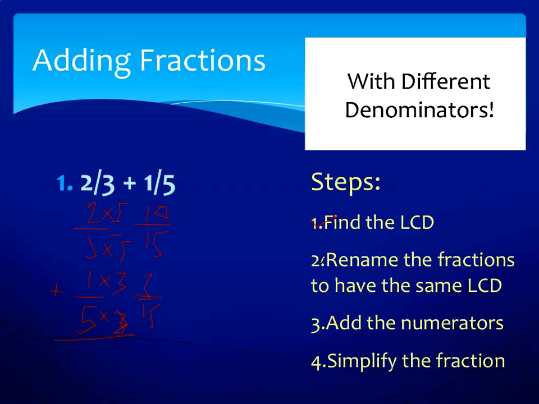Okay, once I've renamed my fractions, checking off step 2 here, I'm then simply going to add the numerators. So 10 plus 3 gives me 13. I keep it over my same new denominator, which in this case was 15. And then I'm going to check to see if I can simplify. Well, since I know 13/15 is already as simple as it goes, this is my final answer.